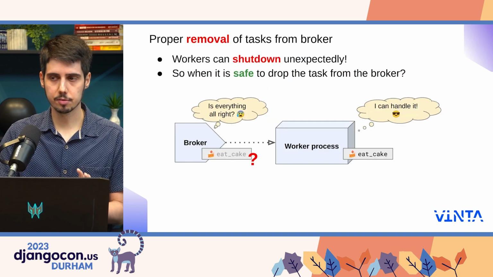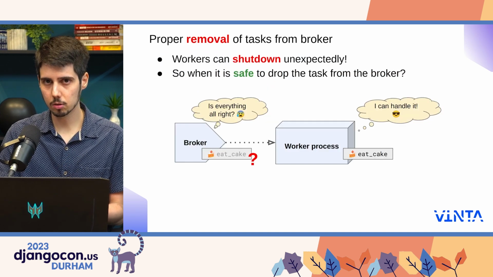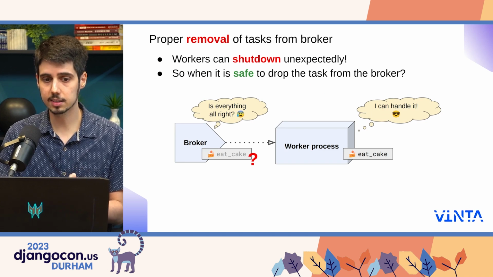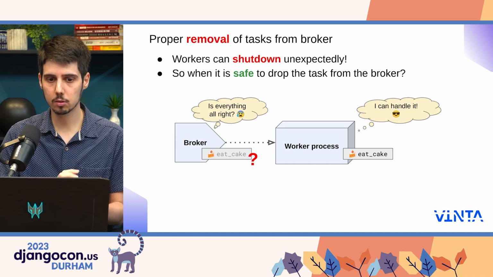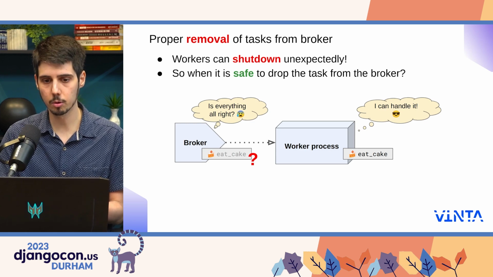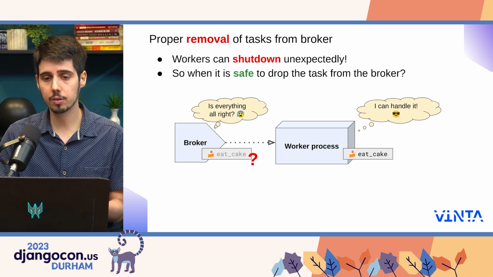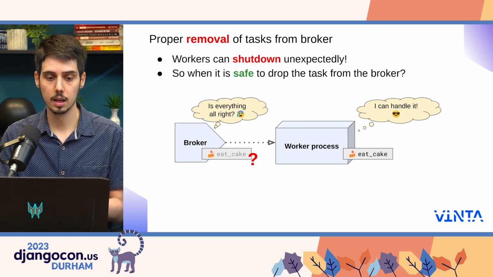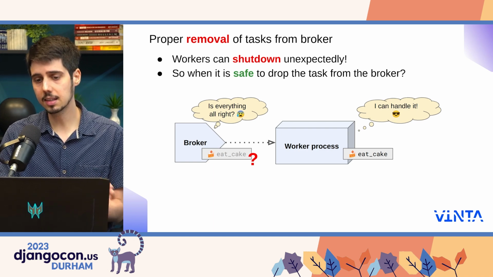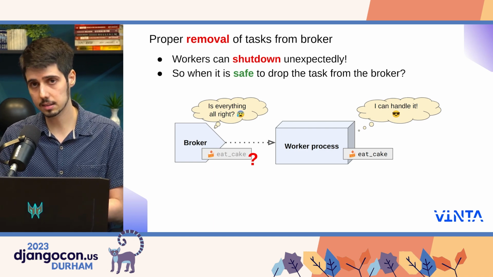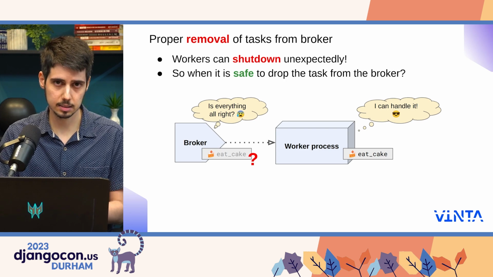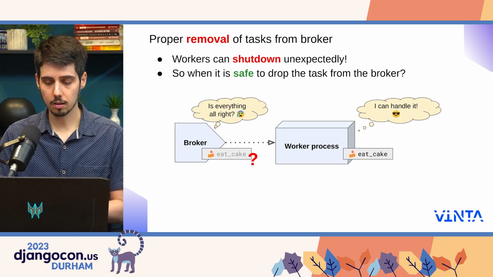Okay, so that's fine, that works, but you also have to consider that workers can shut down unexpectedly, and you have to decide a way to properly remove tasks from the broker. We have to figure out when it's safe to drop a task from the broker. Imagine you have the broker with the eat cake task, and the broker sends that task to the worker process. The worker process gets that task from the broker and says that it can handle it. Okay, so this task is no longer on the broker, it's only on the worker.